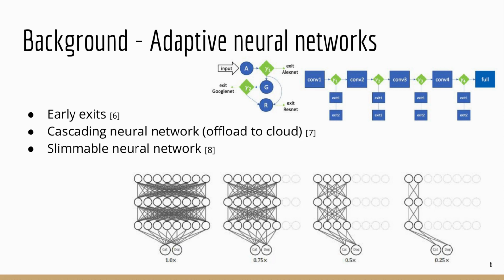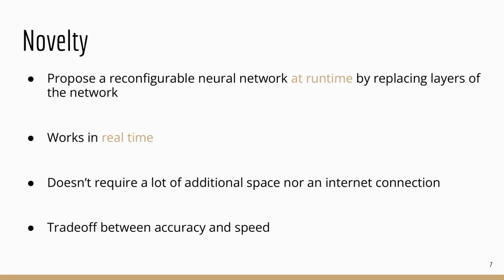Another example would be a slim neural network. So you have a network, and this network is able to function using a partial set of the weights of the network. So for example, you can use 50% of the network or 75%, and then we can choose this percentage according to the resources available.